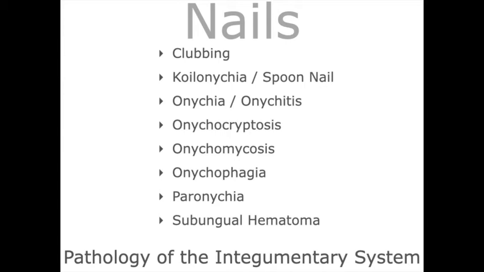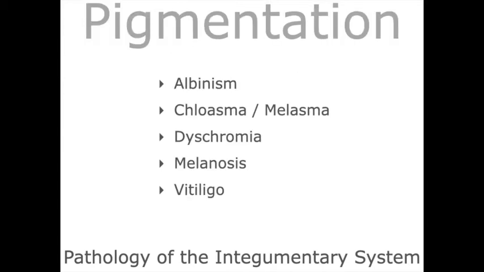Paronychia is an acute or chronic infection of the skin fold at the margin of the nail. A subungual hematoma, which is usually caused by an injury, is a collection of blood trapped in the tissues under a nail. Eventually, the body reabsorbs this blood. Albinism is an inherited deficiency or absence of pigment in the skin, hair, and eyes due to an abnormality in production of melanin.